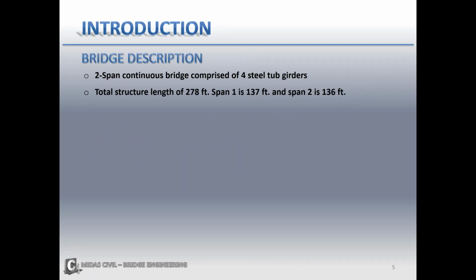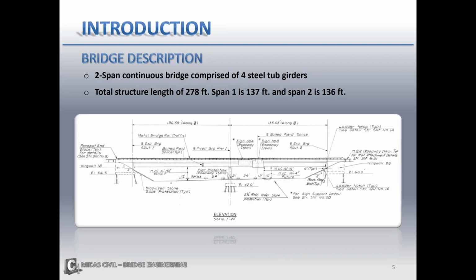The bridge is a curved 2-span continuous bridge comprised of 4 tub girders, and the total length of the structure is 278 feet. The first span is approximately 137 feet, and the second span is about 136 feet. Here you can see a screenshot of the bridge elevation and a screenshot of the plan view.